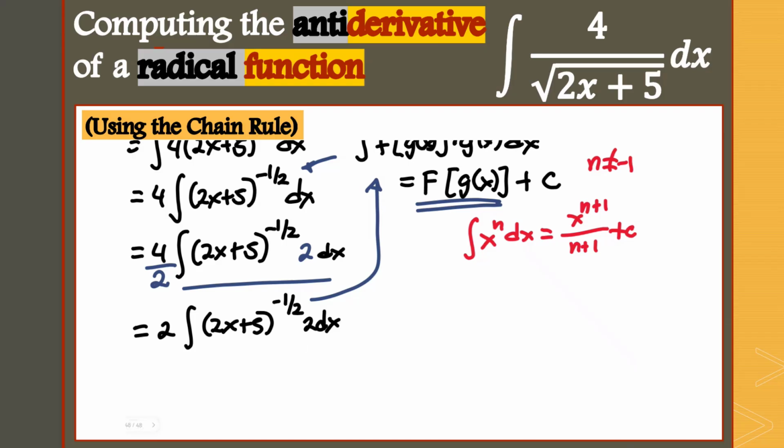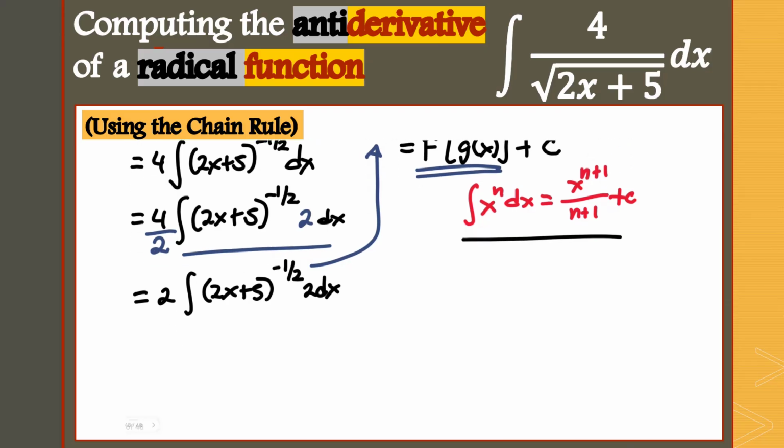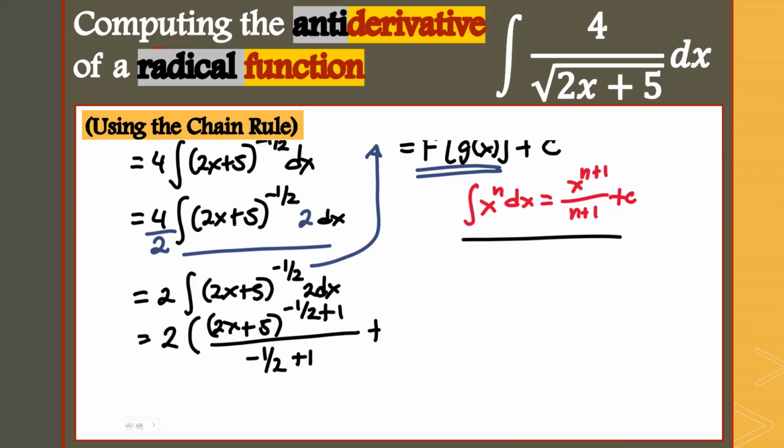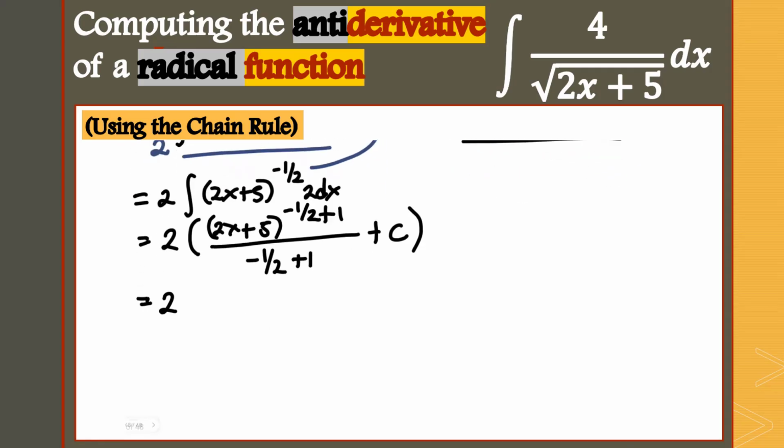So this time, we will have to use the power rule. Because again, this could be treated as 1. We have here 2 times the binomial expression 2x plus 5 to the power of negative 1/2 plus 1, because that's n plus 1, to be divided by the same n plus 1, negative 1/2 plus 1, and then you have your plus c. So that is actually our process. Simplifying the innermost terms, you will have here 2x plus 5. So negative 1/2 plus 1 is just 1/2. You also have here 1/2 plus c.